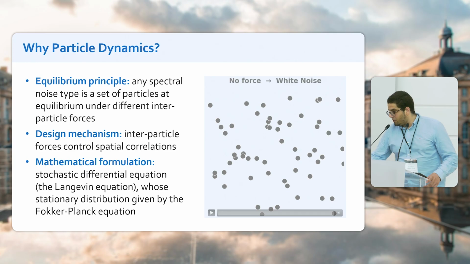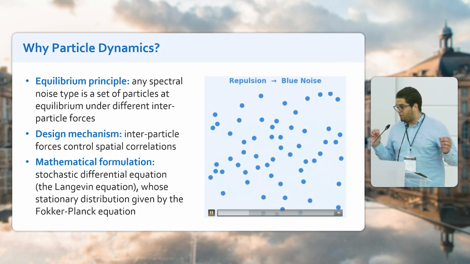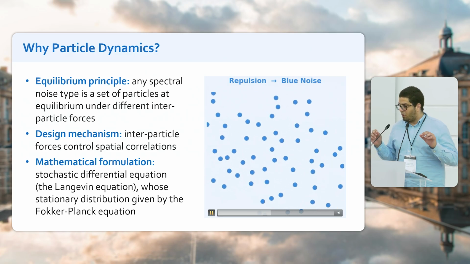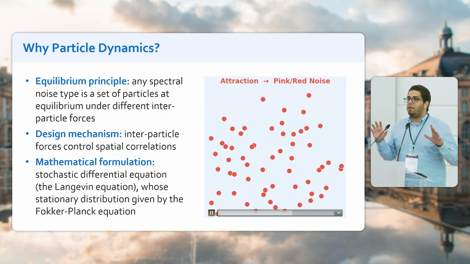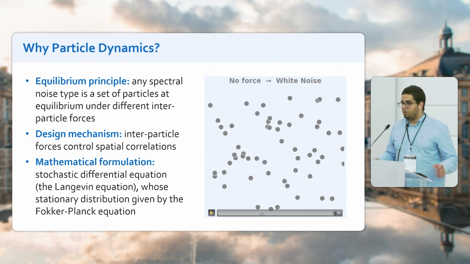And here I would like to show an example. So then we have the white noise. Then the particles are uncorrelated. Then if we use blue noise, they start to repulse each other. And then they try to make a grid. And finally, the pink and red noise, they try to form clusters, depending on the force.